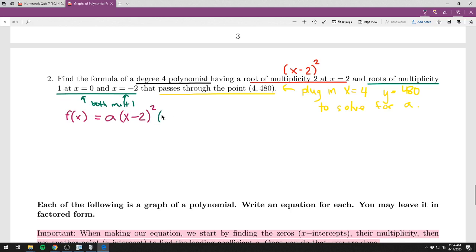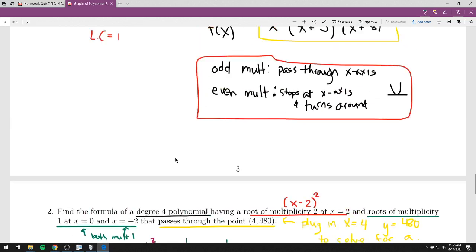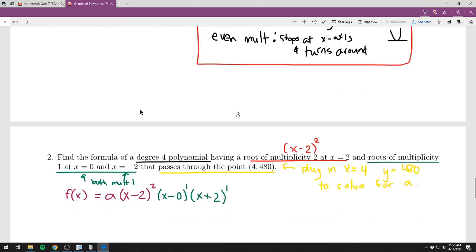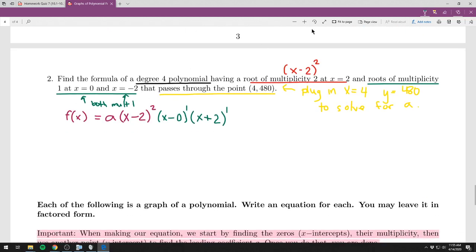So x equals 0 as a root would give us x minus 0, and that's to the first power. And then x equals -2 as a root would give us x plus 2, and that's to the first power. And I'll remind you the opposite sign is coming from the minus up here. All right, but go ahead and just simplify that up a little bit, and then we'll do this part.